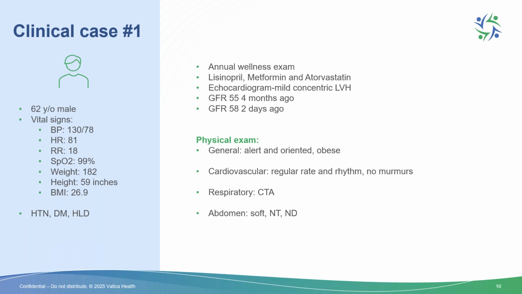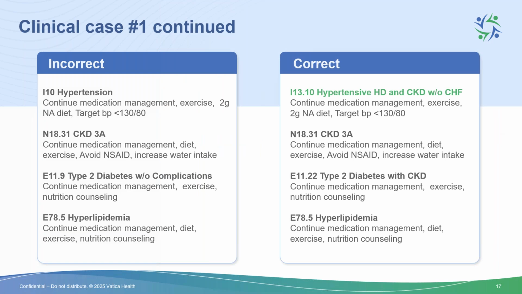He also had a GFR at the time that was 55. He did some pre-visit labs, so you have a GFR from a couple of days ago, and it's 58. The first assessment and plan is coded hypertension, type 2 diabetes without complications, and hyperlipidemia. But now the patient has 2 GFRs of 55 and 58 over 3 months, so CKD 3A is appropriately coded. But we also need to capture the heart disease without heart failure because he has LVH on the echo.